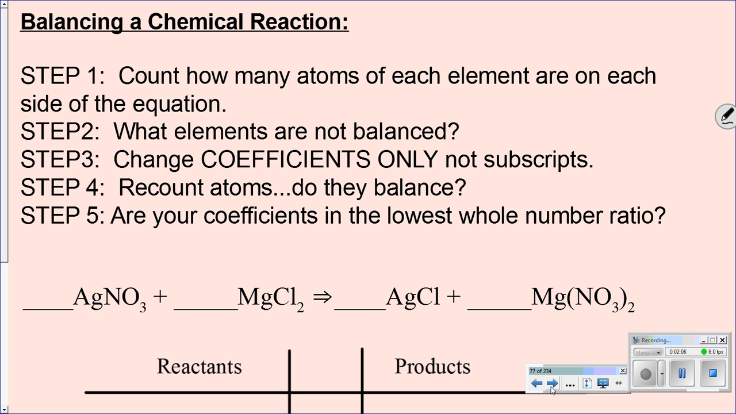So when we balance a chemical equation, we're going to be given a reaction, and you're going to notice in front of each of these, we have these little blanks right here. Those allow us to change what are called coefficients, okay? So we are going to be changing coefficients here.